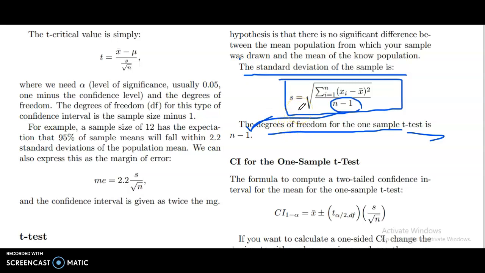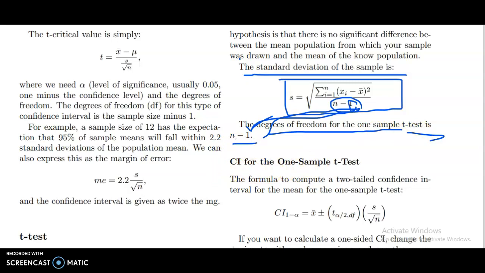The degrees of freedom for the one sample t test is n minus 1. Actually, of the total n, we are detecting one sample, so the remaining sample count is calculated here. Okay, degrees of freedom for one sample t test is n minus 1.